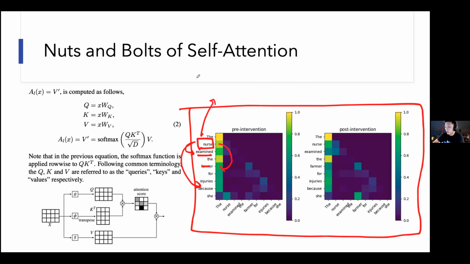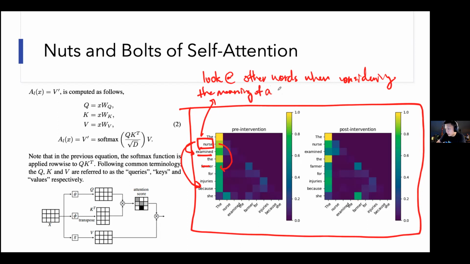Fundamental idea, you need to look at other words when considering a word, considering the meaning of a word. So every single word can be represented as a sort of a combination of all the other words. And this is exactly what attention does.